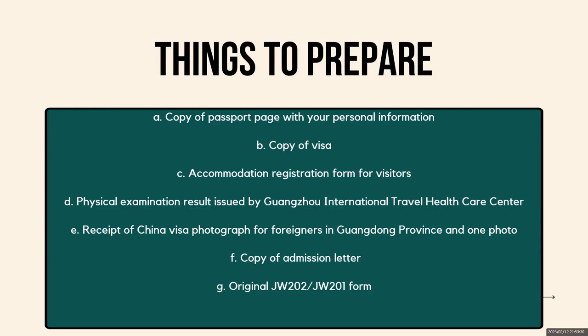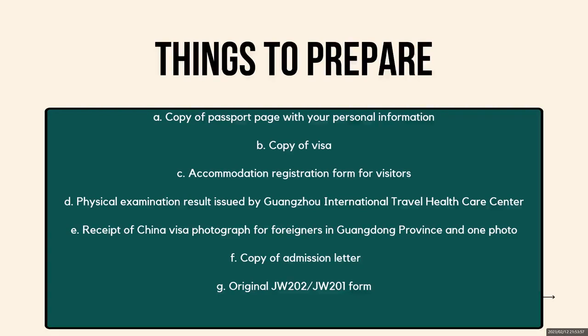Number five here, receipt of China visa photograph for foreigners and one photo. Actually, this means that you need to go to a special studio to take photos there and make a special paper photo which has a barcode on it, and it shows your photo, of course.